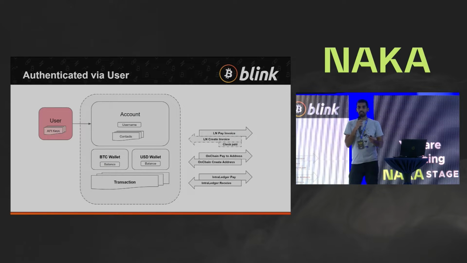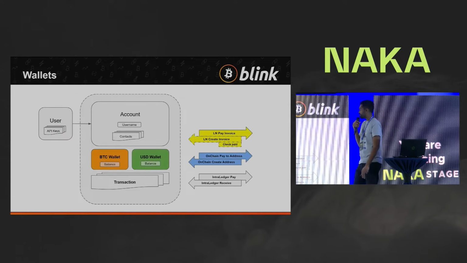You authenticate to an account by a user. So users, this is where the API keys come in, and this is kind of how you get access to things, how you can permission things, how you can scope things. It all comes in through the user and through API keys.